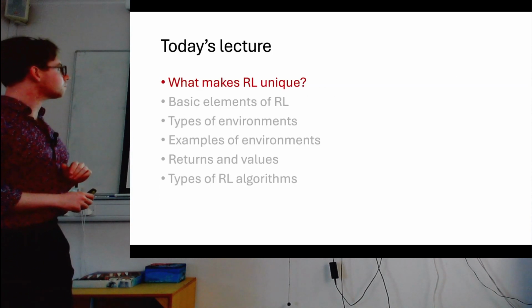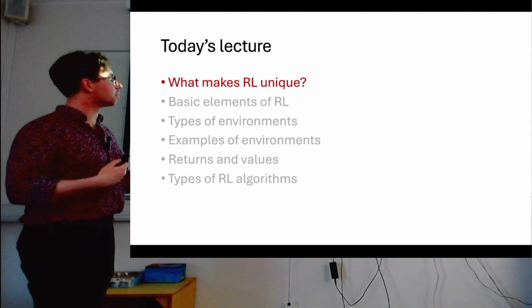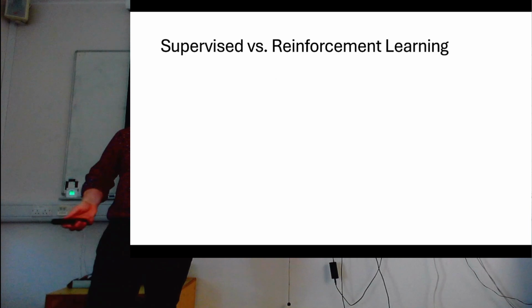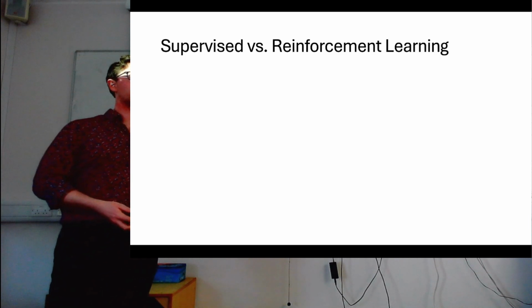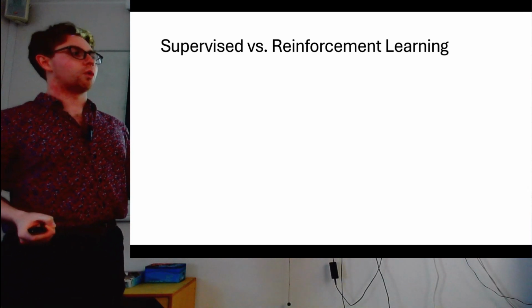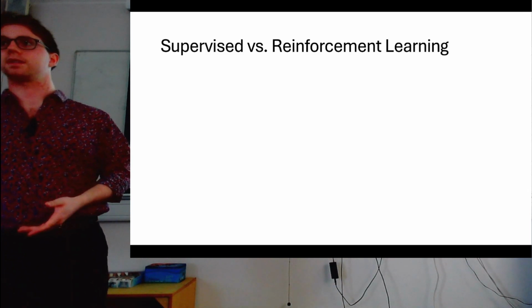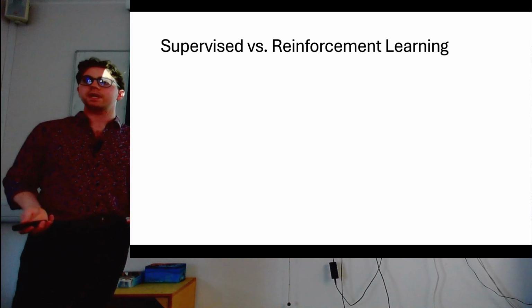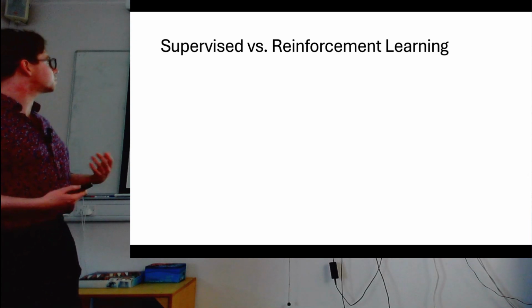Great. Okay, so first section, what makes RL unique? Reinforcement learning is a paradigm within machine learning. It's a sort of problem statement. And to understand what makes it different or interesting, I'm going to contrast it with supervised learning, which is another problem statement within machine learning that you may have already encountered. So let's look at the two of these.